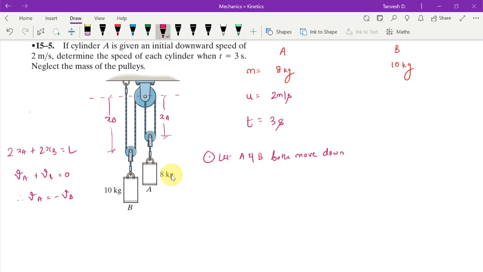In this case, if A is having u equal to 2 meters per second, B will have an initial velocity of minus 2 meters per second, since V_A is equal to minus V_B, or rather V_B is equal to minus V_A, I should write, okay. And of course we also need to determine the final velocity at 3 seconds. Let us say that the final velocity of A is V, and for B the final velocity will be minus V, okay. So now we are considering both to be moving downwards, so I am taking downwards as the positive sign convention.